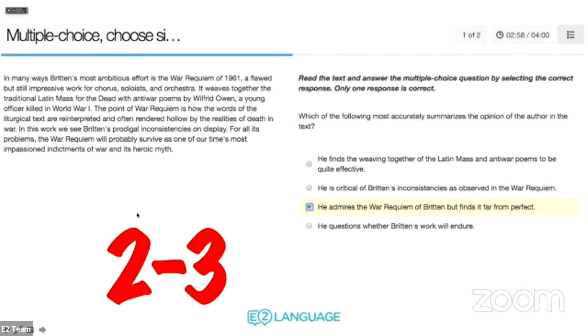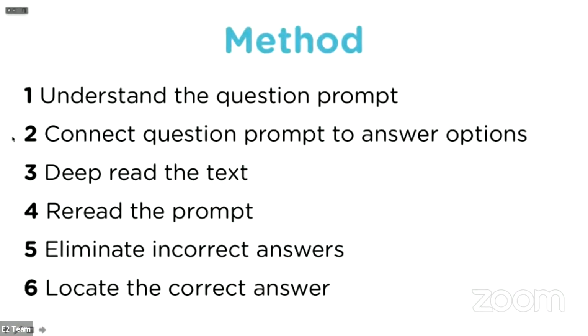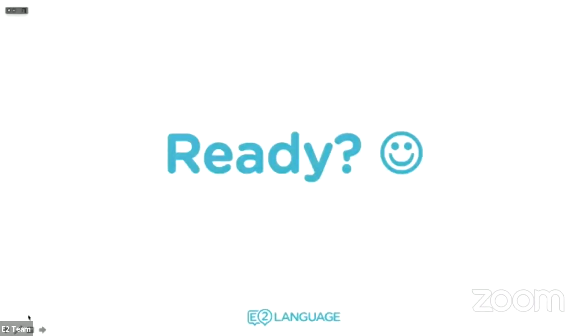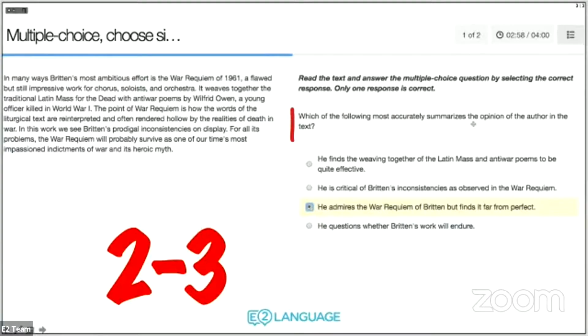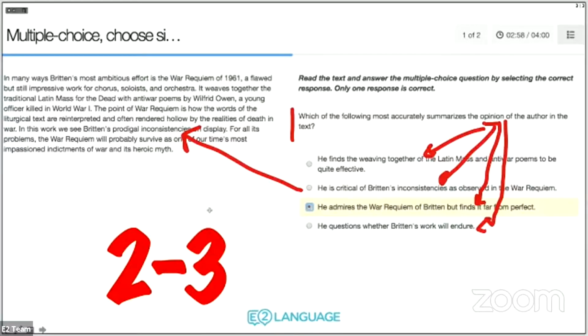Then, number 2, connect the question prompt to the answer options. What do I mean by that? Let me go back. Connect the question prompt to the answer options. So you read this, you understand it, it's asking for the opinion. Then you need to ask yourself, what's the opinion of this one? What's the opinion of this one? What's the opinion of this one? And what's the opinion of this last one? When you've understood that, you can then move to the text and read it.